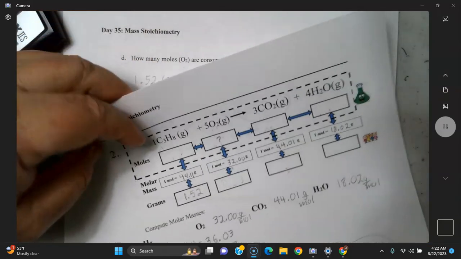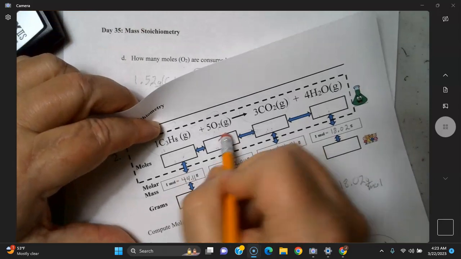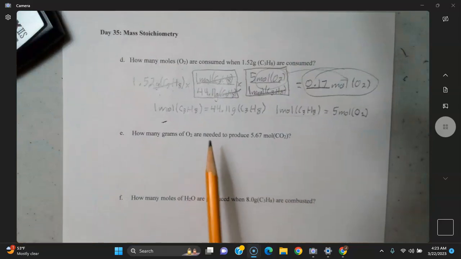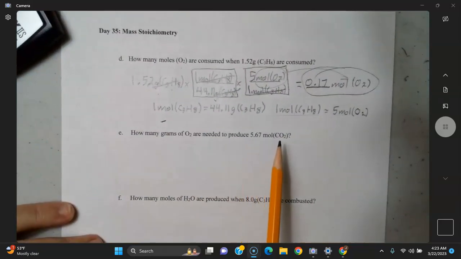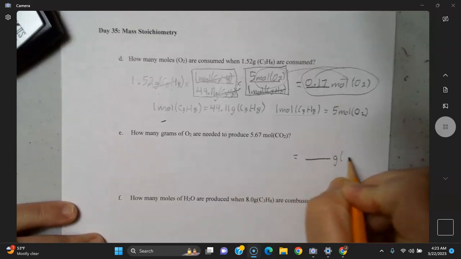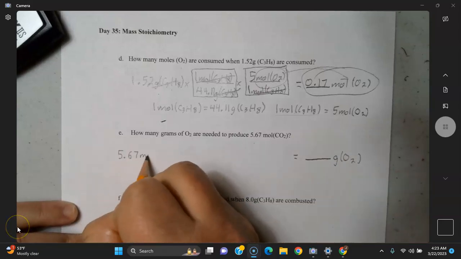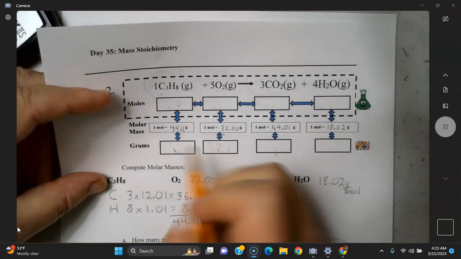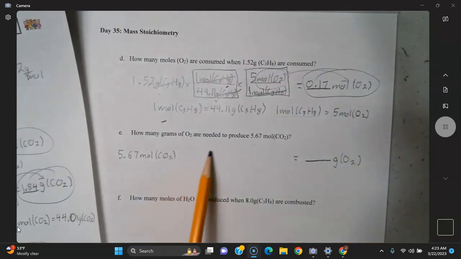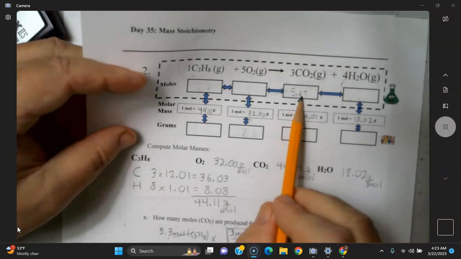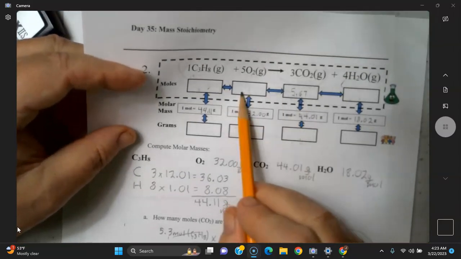All right, clean this up, erase everything here. How many grams of O2 are needed to produce 5.67 moles of CO2? So we'll come way over here, equals some number of grams of O2 is what we're looking for. So come over here. Grams of O2 is the question mark. And moles of CO2, 5.67. Okay, so you need to get from here down to here, so it's over and down.